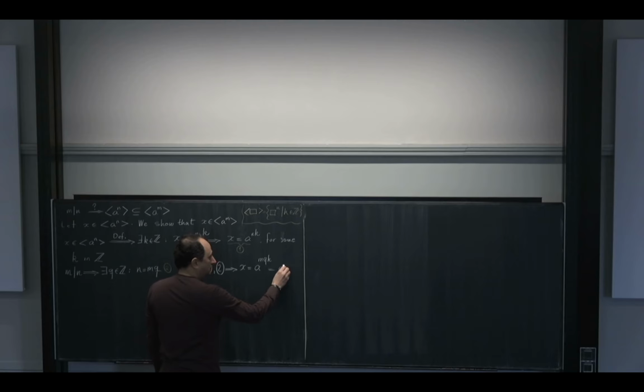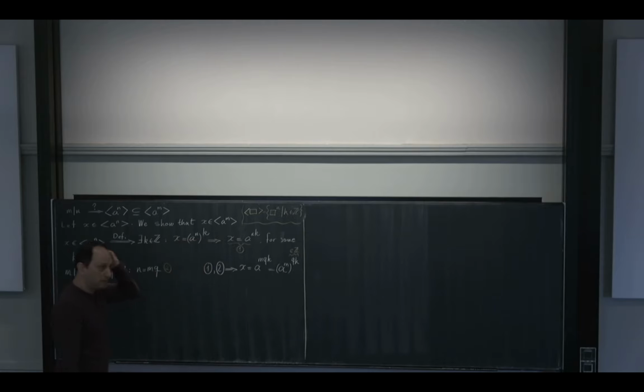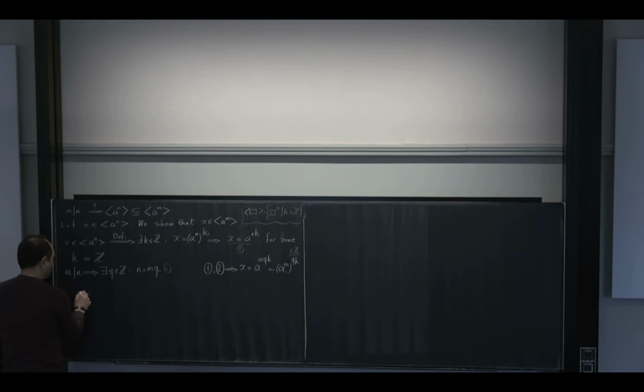A to the power of m to the power of qk. Yes? And this is guaranteed that this belongs to Z. Do you agree? Because q belongs to Z, k belongs to Z, so the product belongs to Z. So that's it. x is an integer power of a to the m. So this means by definition, x belongs to this argument.